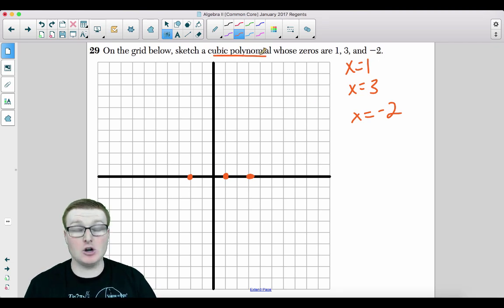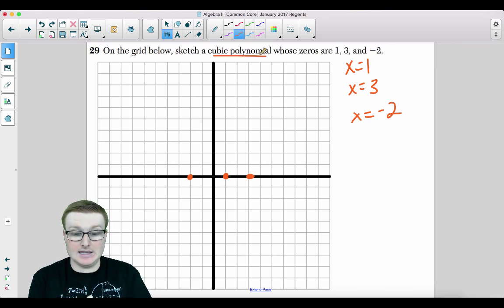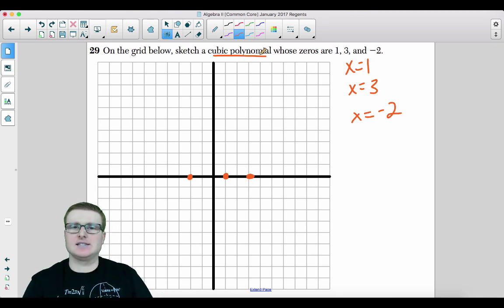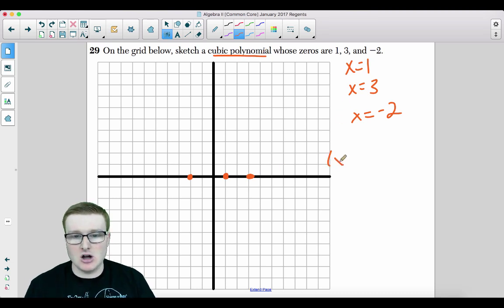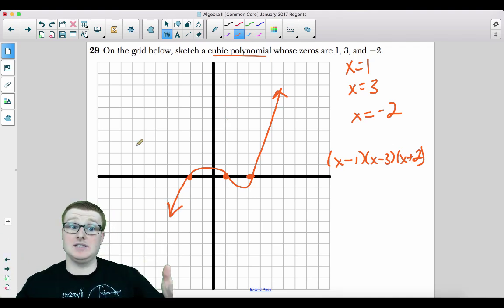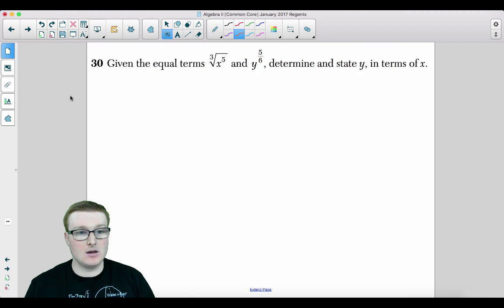So it's a cubic polynomial, and the leading coefficient, do we know for sure it's positive? Yes, it's positive, because if you were to distribute everything, because the factors are x minus 1, x minus 3, x plus 2, all of your x cubed terms are going to be positive, so it has to be looking something like this. Just a simple sketch, doesn't matter. And that's it. There's your cubic polynomial. That's an easy question. You're done. Moving on to number 30.